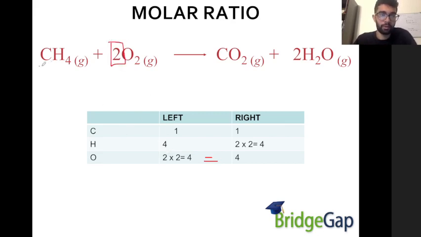If we count, our carbons are balanced. They were always balanced. Our hydrogens are also balanced now. There's 4 on the left, and then there's 4 on the right. So that's good. And then our oxygen as well is now balanced. We have 4 on both sides. And so this is a balanced equation.